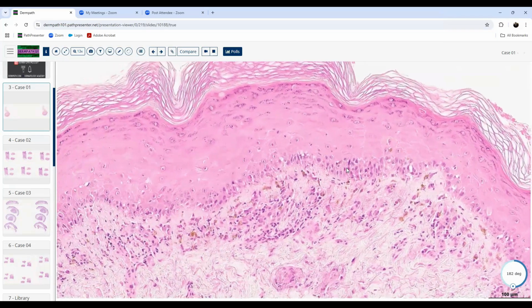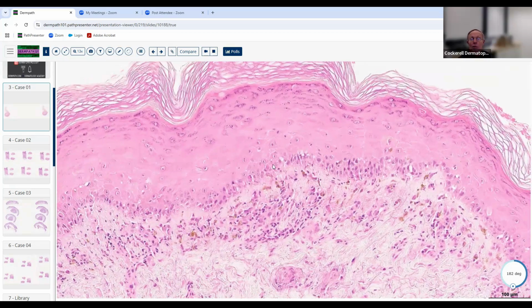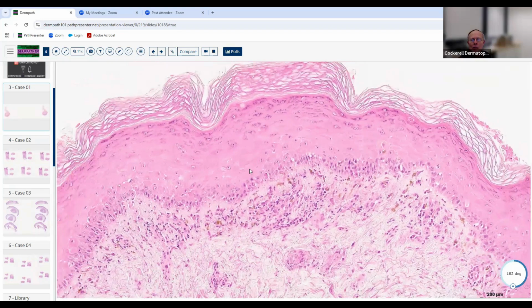So not great for EM either. It'd have to be a really unusual EM. But this part, definitely you do see individually necrotic keratinocytes in EM.